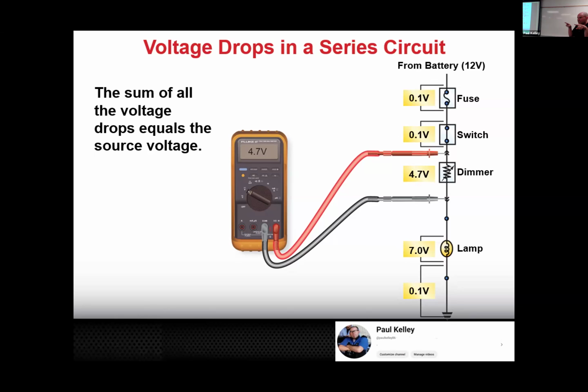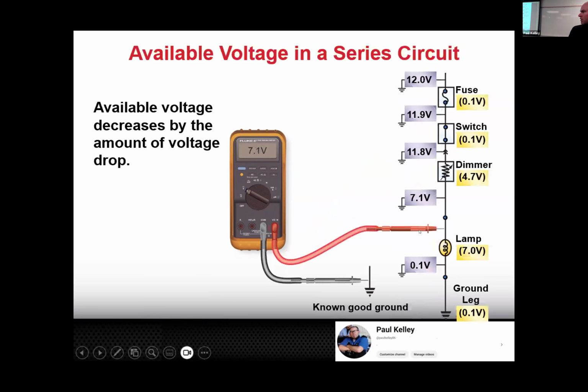Like I like to joke around, it's like T-Rex arms. If you want to do voltage drops, you could do them like this. Whereas if you want to measure available, you may have to stretch them out. But if you get a voltage drop and it's wrong, like this one is a 7-volt voltage drop, that's wrong, then you might go to available and you could be like, well, how much is coming in? Oh, I only have 7.1 coming in.